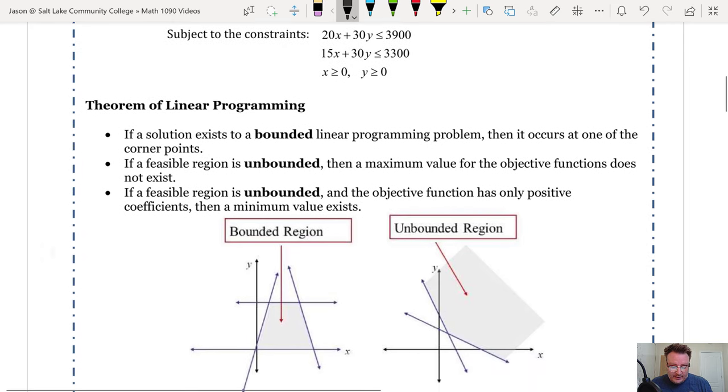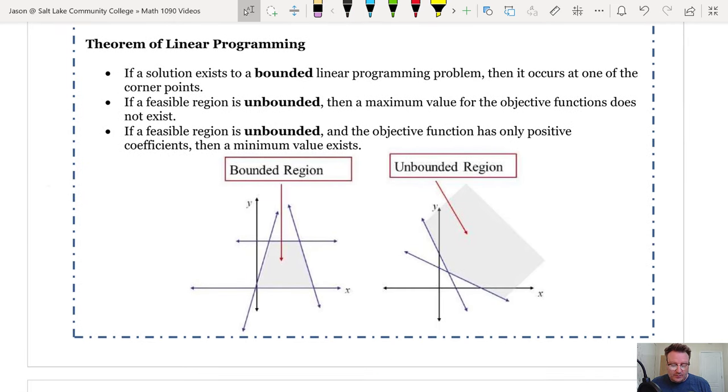And the next thing here, this theorem of linear programming, is really the key. So if a solution exists to a bounded linear programming problem, then it occurs at one of the corner points. So if you look at the diagram down below, on the left here, we have a bounded region. So in mathematics, bounded simply means that a region is bounded if you can draw a circle around the region and that circle fully encloses the region, okay?